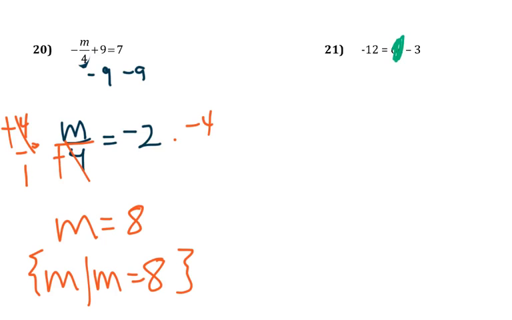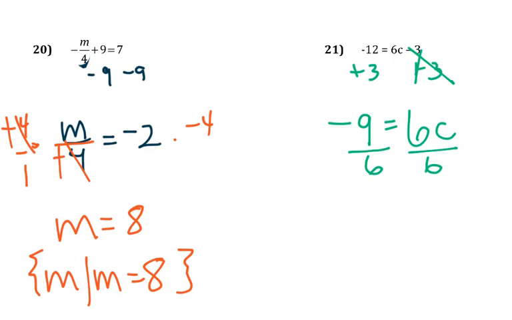Put your finger over the variable. I'm going to add 3. Negative 12 and 3 is negative 9. And that's equal to my 6c, and then the 3 and the negative 3 canceled each other out. So I'm going to divide by 6, divide by 6.